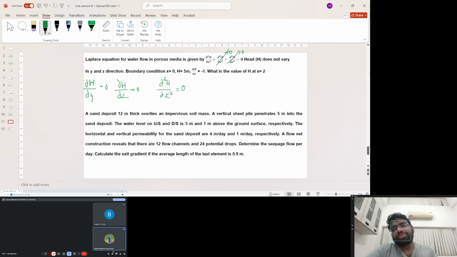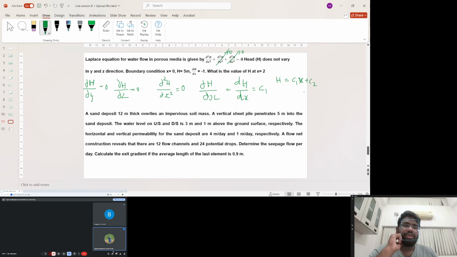Alright. Now we have to integrate it. So the first integration will give us ∂h/∂x, in this case dh/dx only, since there is no other variable, which will give us C1. And finally, h will be C1 x, second integration, plus C2.